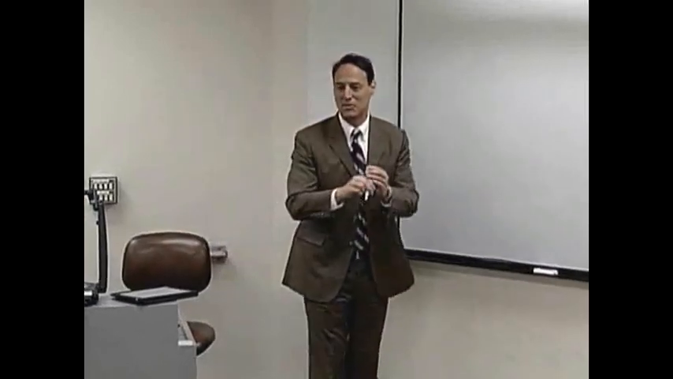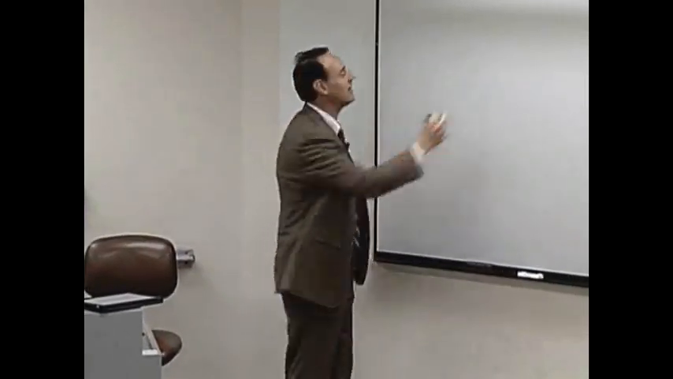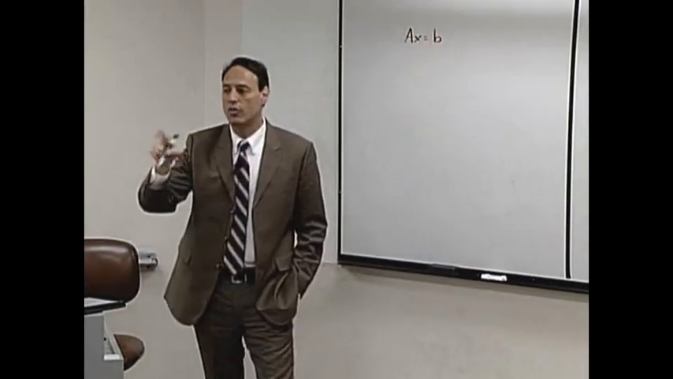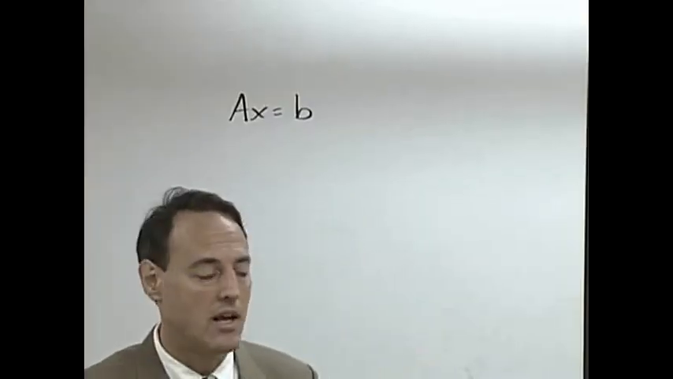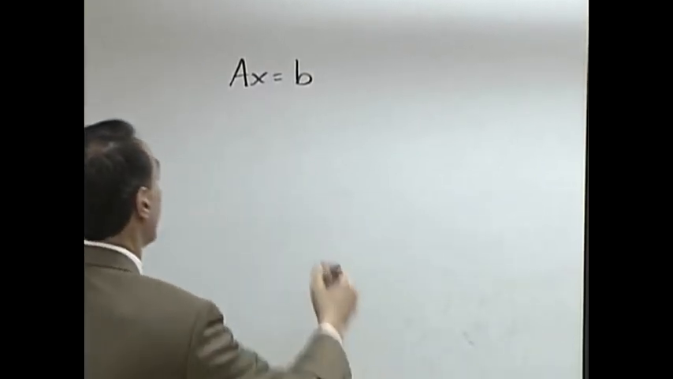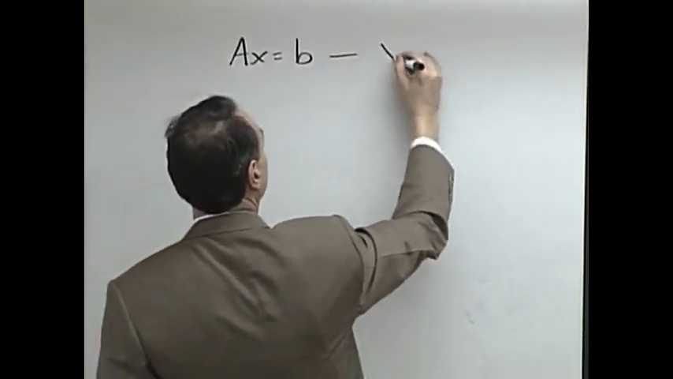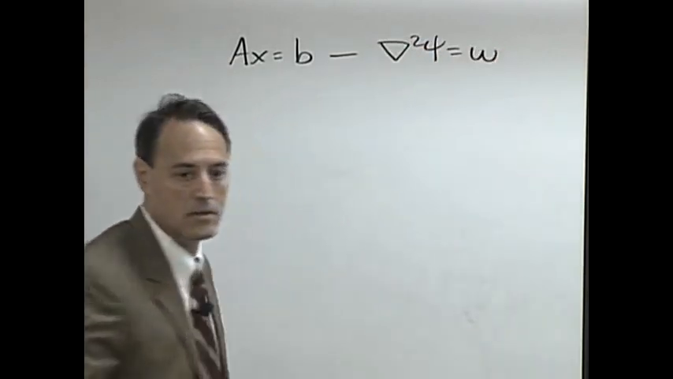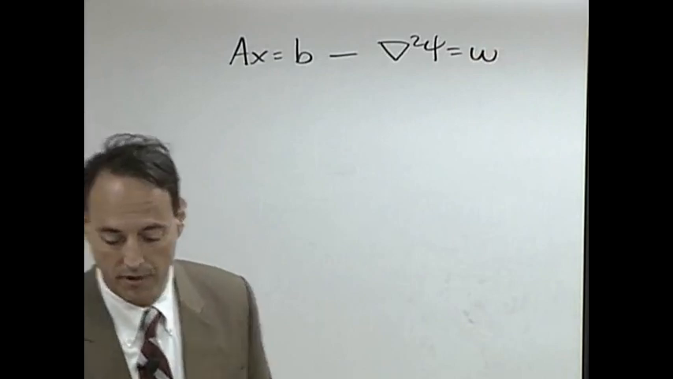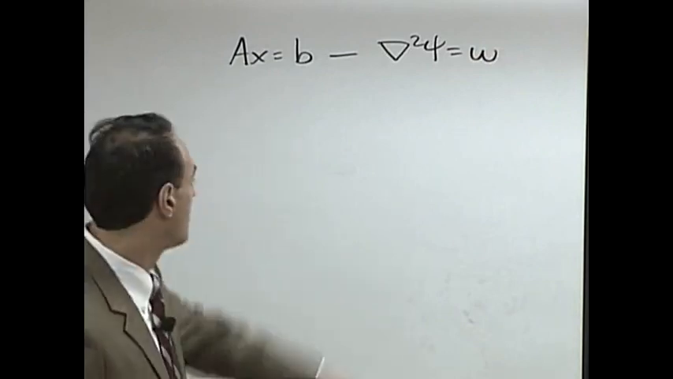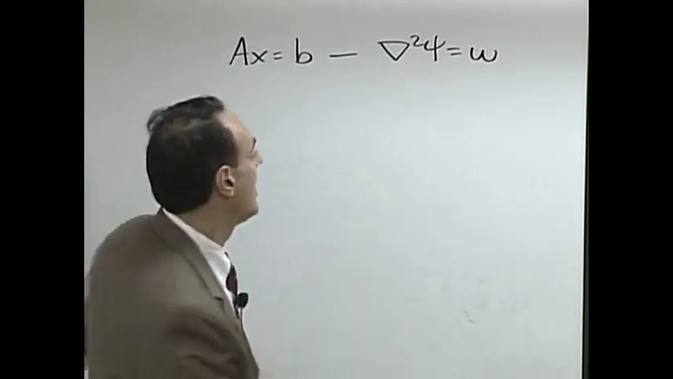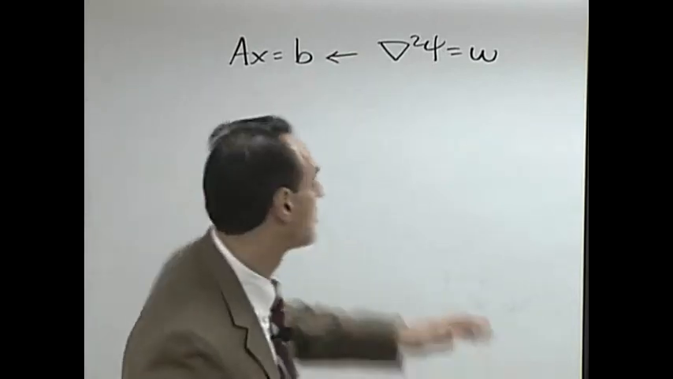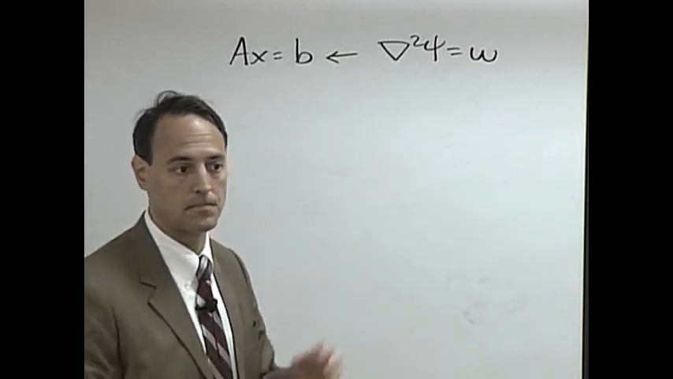Now let's get back to the business at hand. Ax equal to b. Okay. Now our Ax equal to b that we have been dealing with comes from this equation. Stream function, Laplacian of the stream function is equal to the vorticity. This is what we wanted to solve right here. And we found that if you discretize this thing, it becomes a giant Ax equal to b problem.